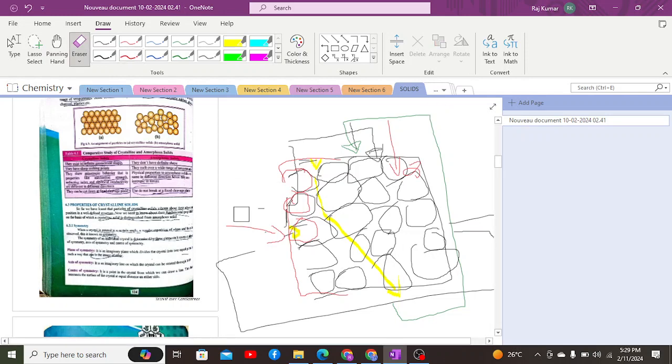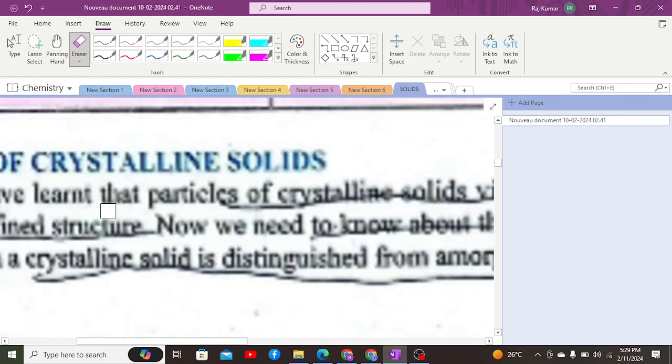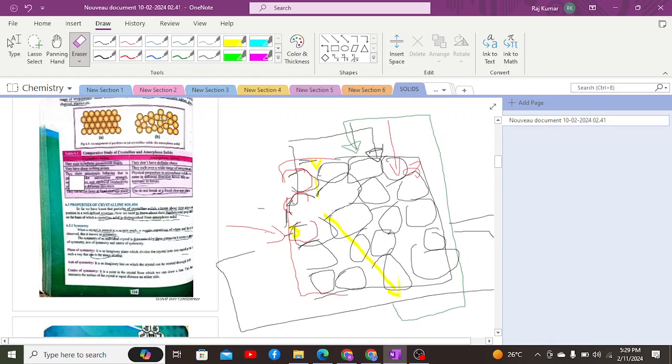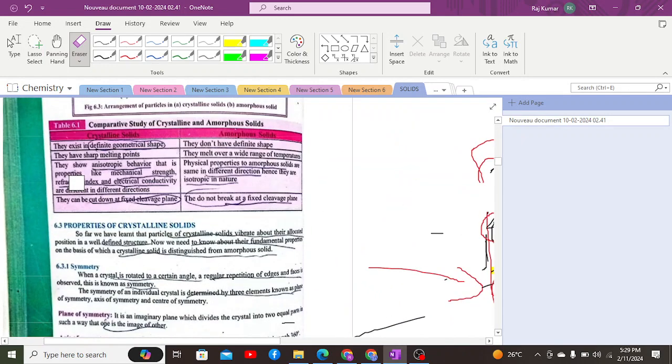Apart from which, there is another concept, known as isotropy. Isotropy is simply properties which are not dependent on direction. After this, when it comes to other characteristics, amorphous solids do not show anisotropy, hence they are isotropic in nature, and they cannot be cut at a fixed cleavage plane.